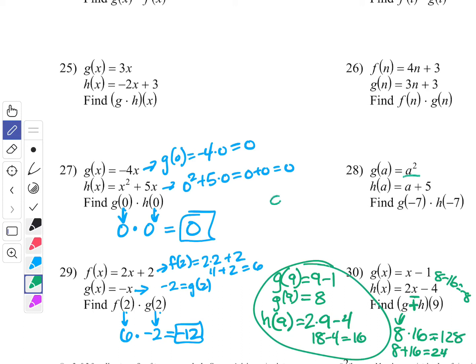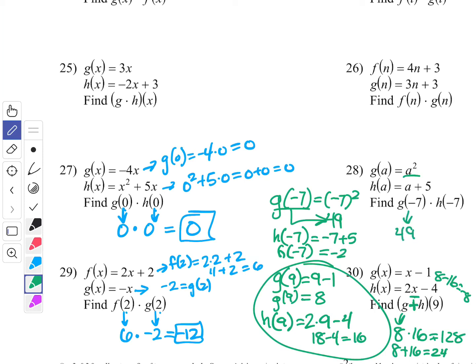And that's what I think the benefit is of doing that, when you actually evaluate with numbers first, as opposed to doing the other stuff where you try to do what you did before and then chain them together, and it just makes it a lot easier. So 49 times negative 2 is negative 98. Okay?